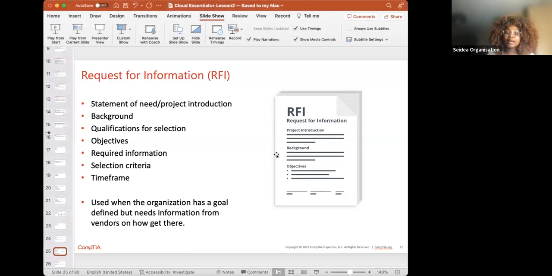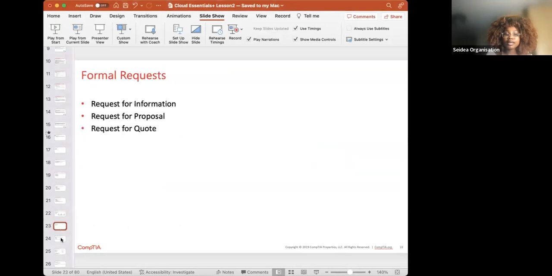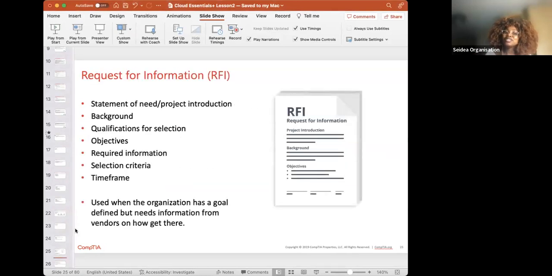And then you're thinking about your objectives, and your objective deals with the goals the organization aims to achieve. And then you have required information, which deals with the specific data or insights sought from the vendor. And then the final one, I believe, the second to the last, is the selection criteria, which is the metrics or standards by which the vendors will be evaluated. And finally, you have your time frame. So what are the deadlines associated with your request, and what is your project timeline?